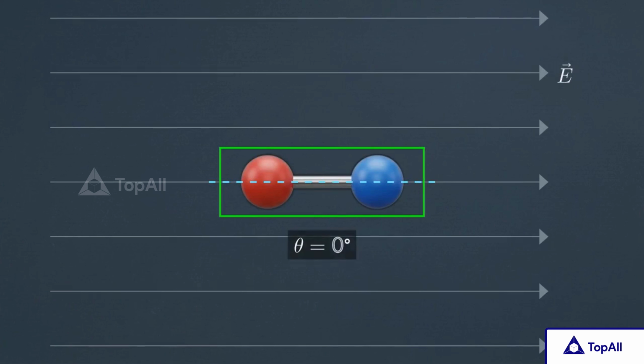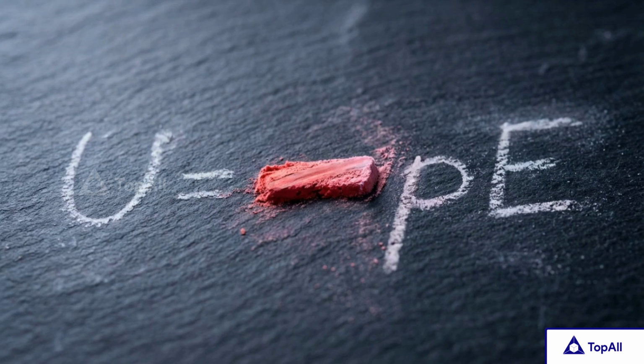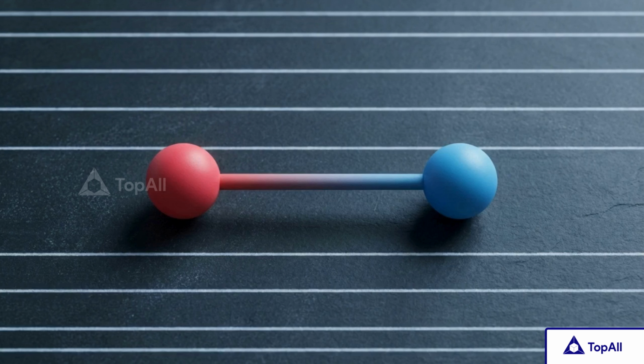Mathematically, since the angle theta is 0 and the cosine of 0 is 1, the potential energy equation simplifies to U equals negative P times E. That negative sign indicates that the system has reached its absolute minimum energy level. It has found the most stable configuration possible within the field.